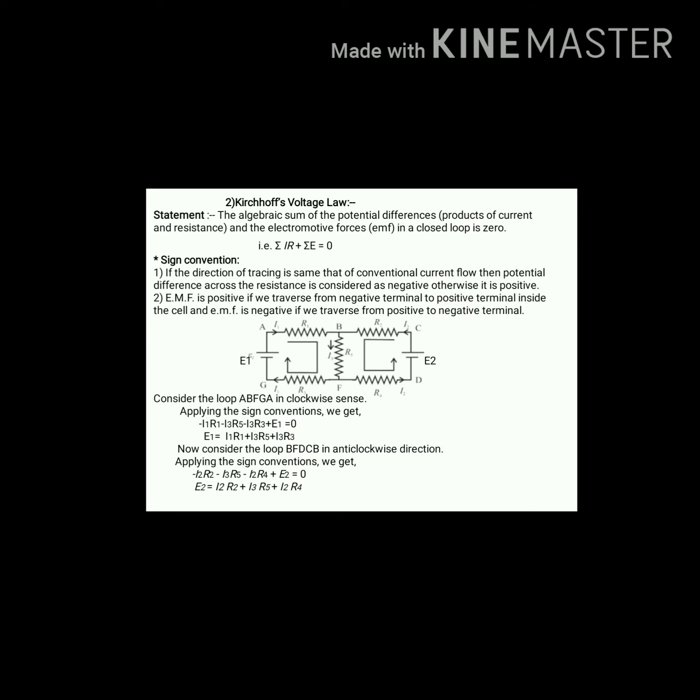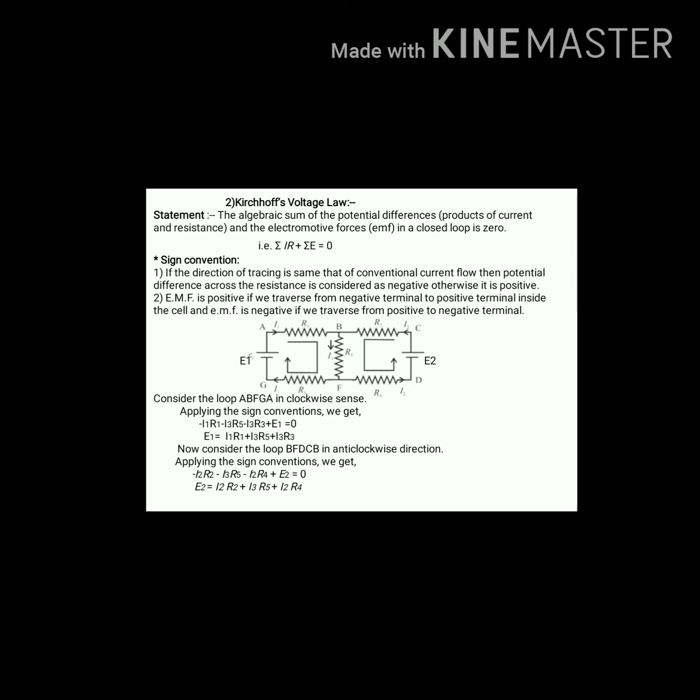Then second, that is the Kirchhoff's voltage law. First statement: the algebraic sum of the potential difference, that is the product of current and the resistance, and the electromotive force, that is the EMF, in a closed loop is 0. That is summation of IR plus summation of E equal to 0.